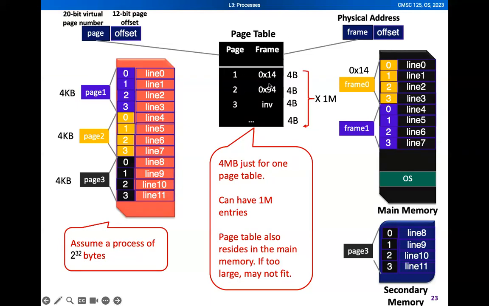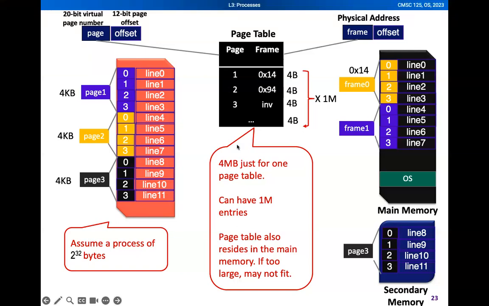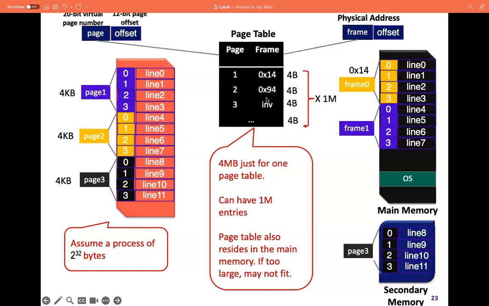Each of these entries would be 4 bytes. And since we have 1 million entries, again, this would be costing us 4 megabytes just for this one big page table. And note that the page table also resides in the main memory. So if it's too large, it may not be able to fit.